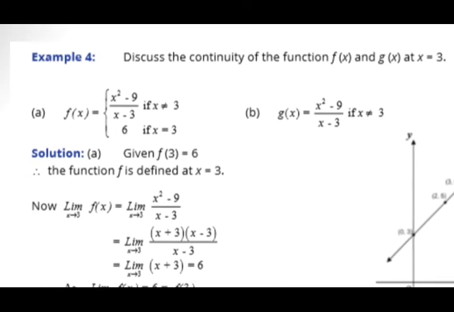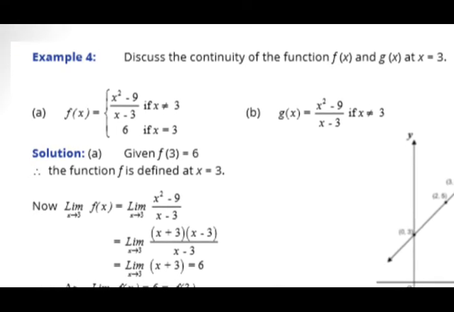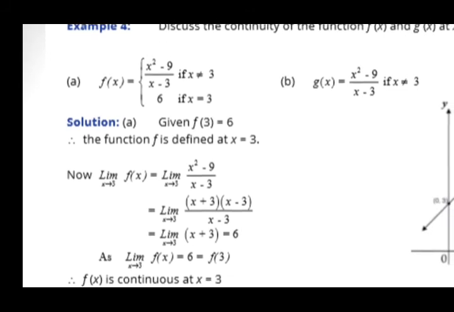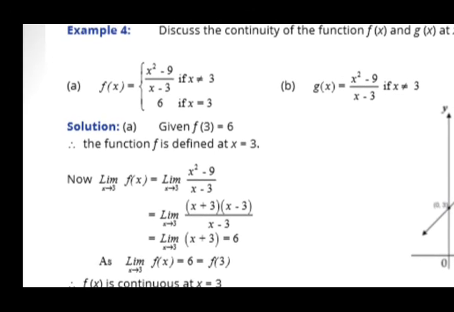Now we discuss continuity of a function. We have two values for the function (x square minus 9) over (x minus 3) when x is not equal to 3, and when x equals 3, it gives 6. It means at x equal to 3 the function gives 6, and for any other values of x we put these values in the above function.